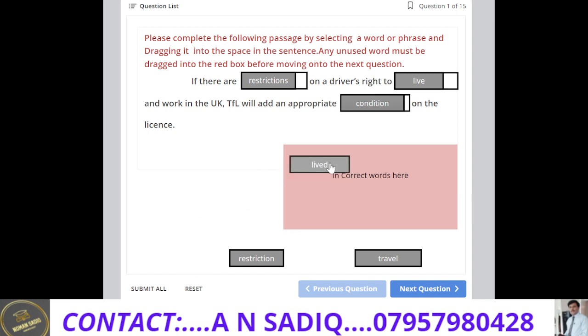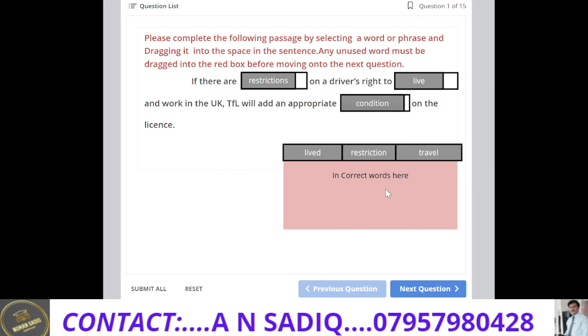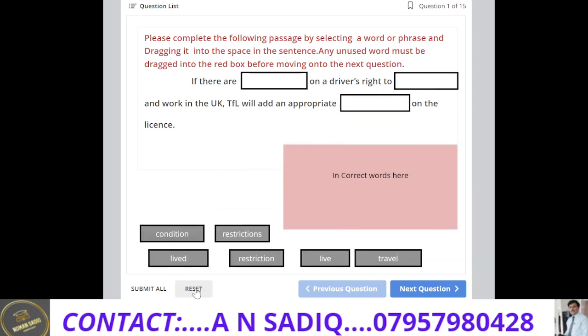So you have to drag it here, and here, and here. If you do not drag these unused words into the red box, you will definitely lose marks. Please note that I was not solving the question here. I was just telling you how to drag the words or phrases from the bottom to appropriate positions. But now I will solve this question. For that, I will reset this question, and I will read the question first.